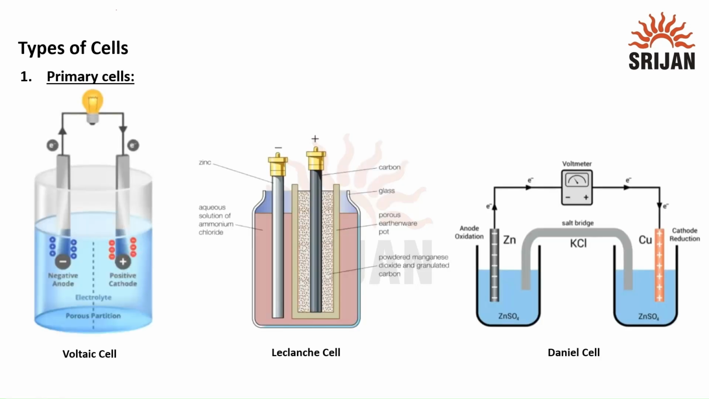Let us see the images of these cells. The first image is the voltaic cell. In the voltaic cell, there are two electrodes. The first electrode is the anode and the second electrode is the cathode. Anode is negative and cathode is positive. Both these electrodes are dipped in the same beaker in the same electrolyte solution, and these electrodes are separated by a porous partition which is represented by this dotted line. The second image is of the Leclanché cell and the third image is of the Daniell cell. In case of the Daniell cell, both the electrodes are dipped in separate beakers in the electrolyte solution, and both these beakers are connected with the help of a salt bridge.